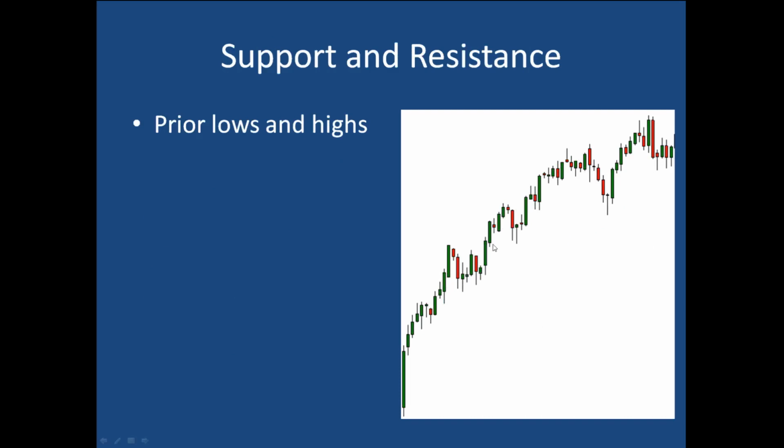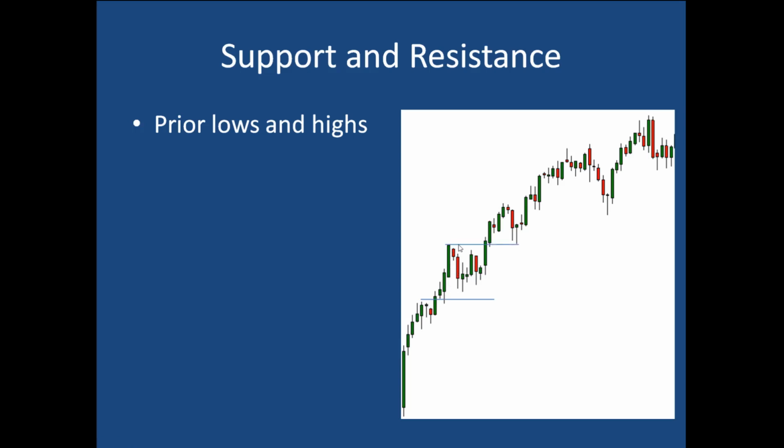Support and resistance is also important for traders. It looks at prior lows and prior highs. So notice we have a high here and a small pullback, and then it broke out. And then what did it do? You see this tail came down and tested this high, and it continued up.